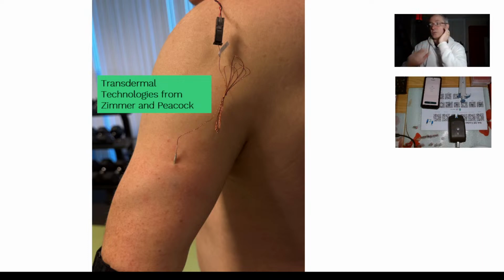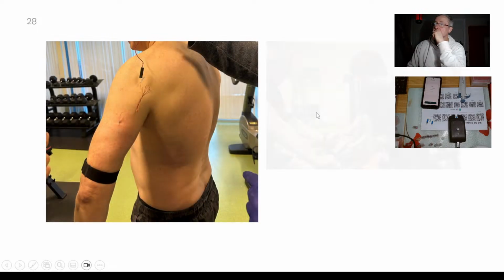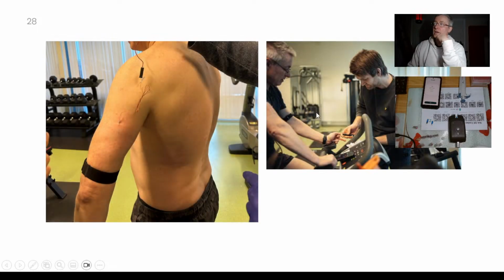But here we're monitoring materials just underneath the surface of the skin, and we're actually correlating it by doing blood tests at the same time as well. So be in no doubt that Zimmer & Peacock has very good technology for continuous measurement.